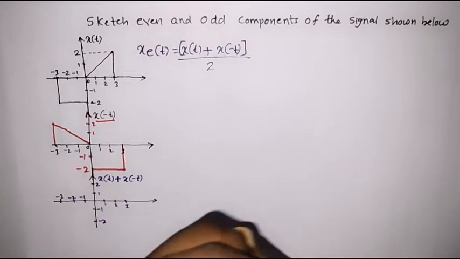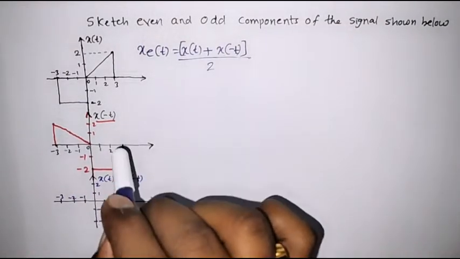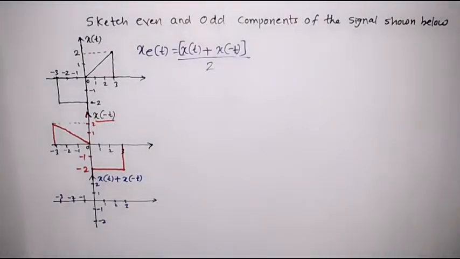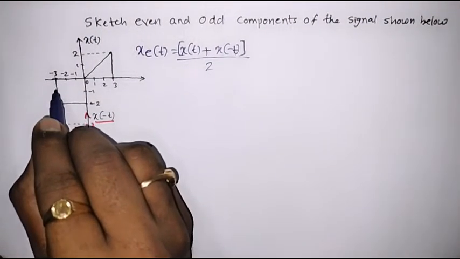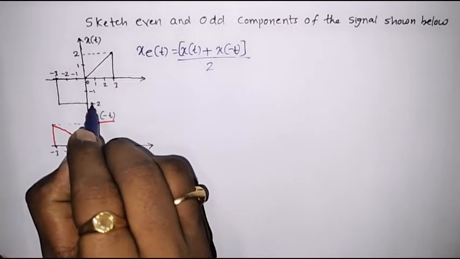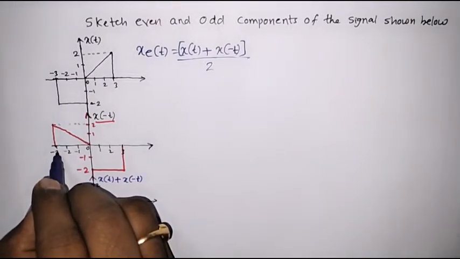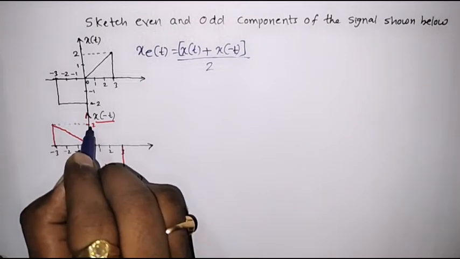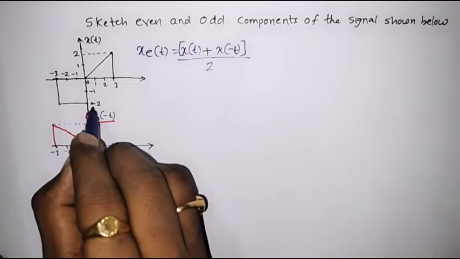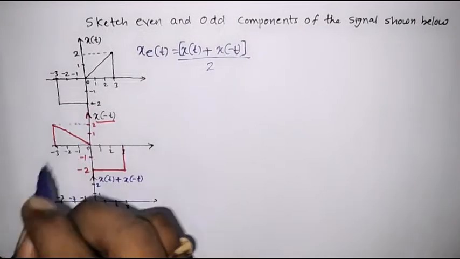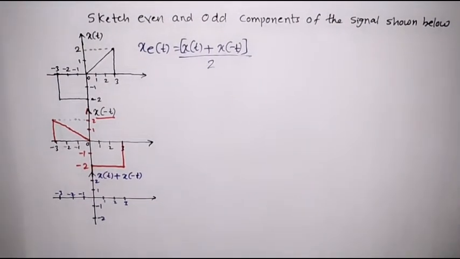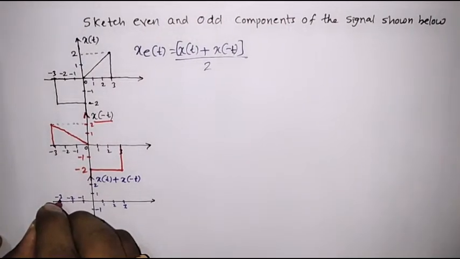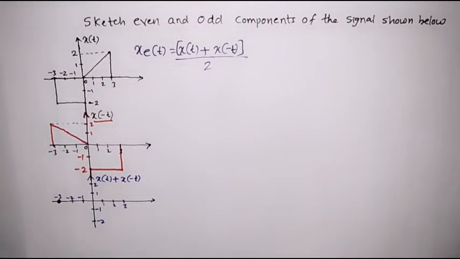Now we'll try to add x of minus t with x of t. So here we can observe at t equal to minus 3, the amplitude of the signal is minus 2, and here at t equal to minus 3, the amplitude of the signal is 2. So when we add 2 with minus 2, the value will be 0. Therefore, at t equal to minus 3, the signal will be 0. That is, this point is 0.